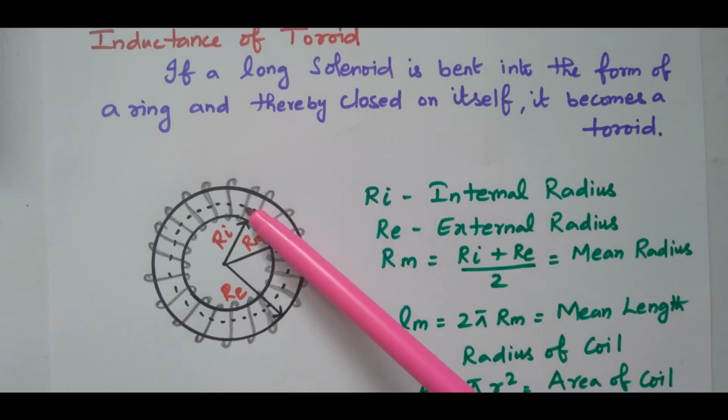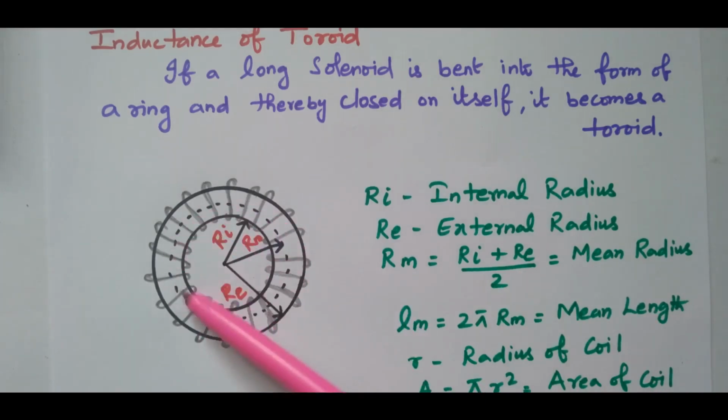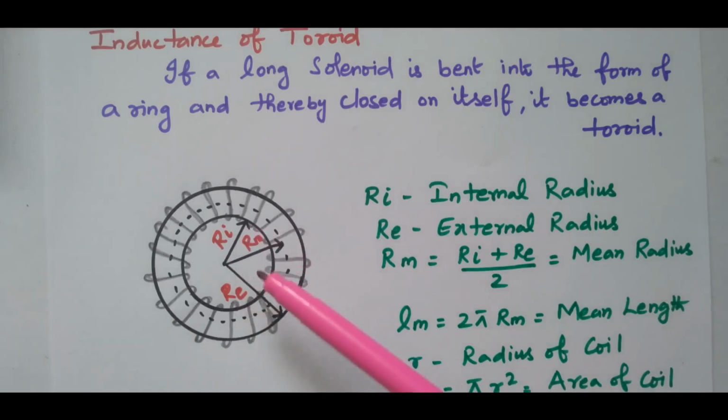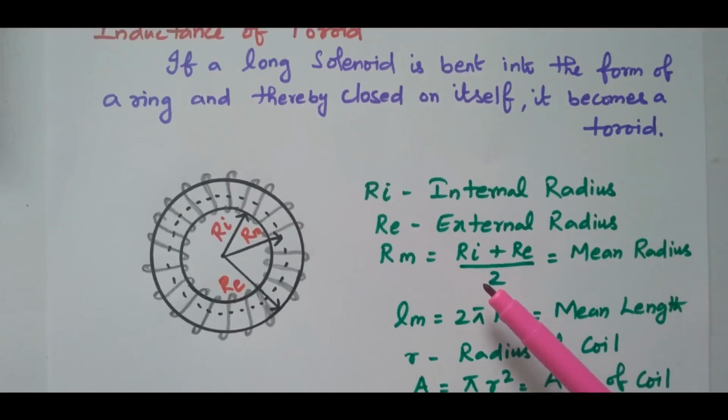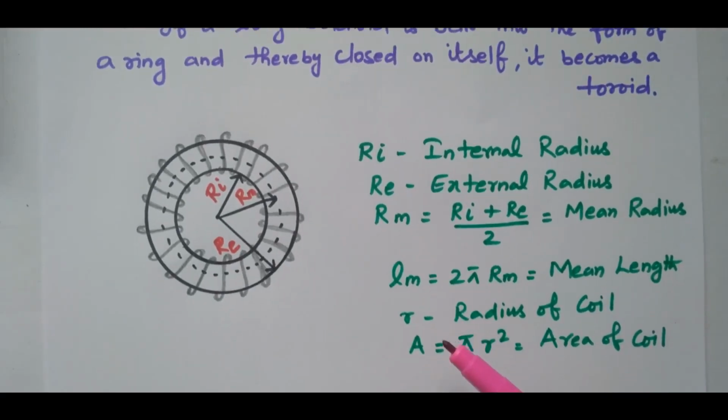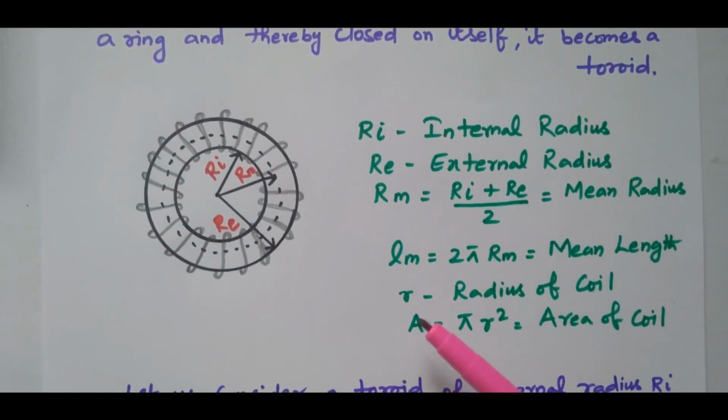Right? So we have the iron rod available in a ring form. Coils are wound. Internal radius is Ri, external radius is Re. This dotted line in between internal and external is called the mean radius, that is Ri plus Re divided by 2. Right? So Lm, what is Lm? Mean length. One lengthy solenoid is bent in the form of a ring. So the length of the solenoid is nothing but the circumference of this toroid.